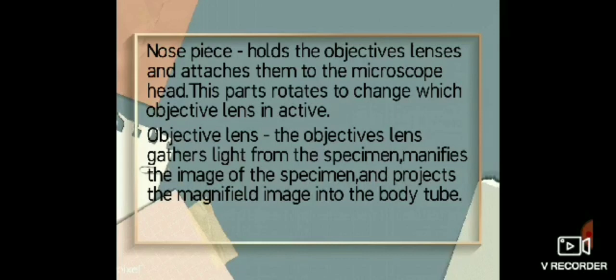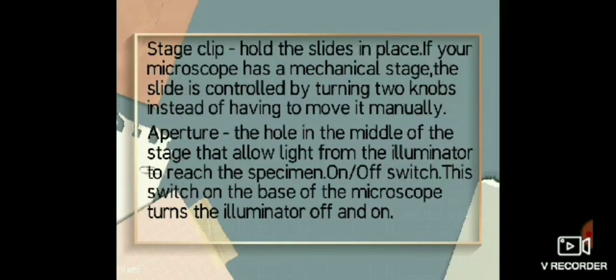It holds the objective lenses and attaches them to the microscope head. This part rotates to change which objective lens is active. The objective lens gathers light from the specimen, magnifies the image of the specimen, and projects the magnified image into the body tube. And we have a stage clip.